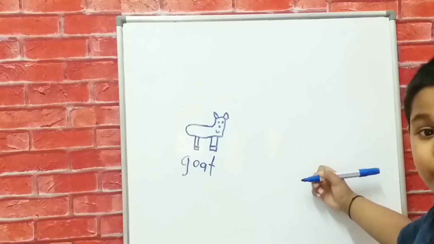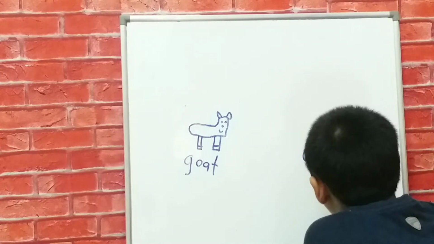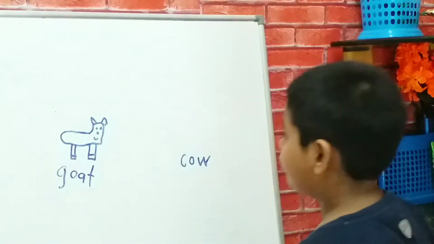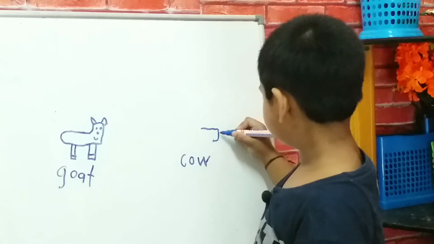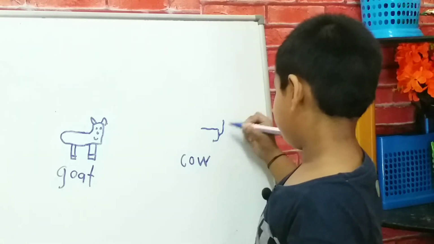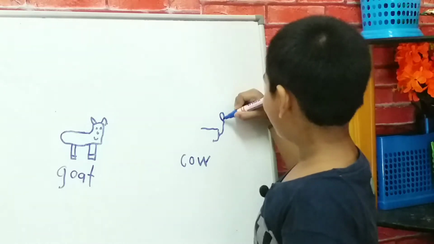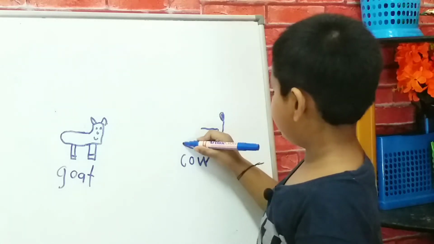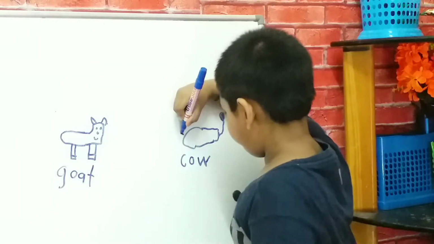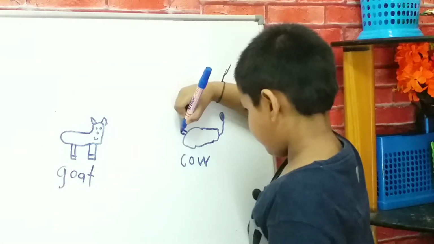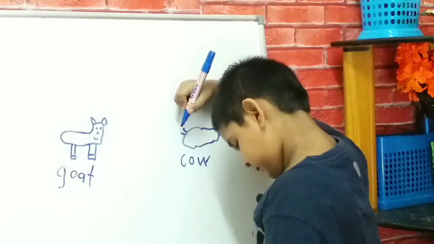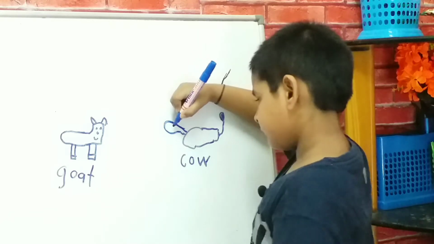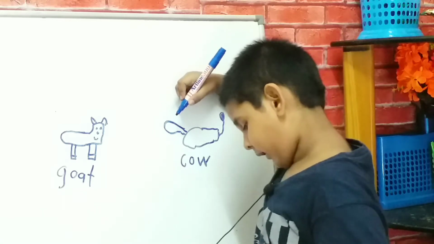Goat. O W cow. C O W. C O W cow. Moo. Say moo moo moo. This is his tail. And then snack. And this is a cow one. This is a cow body.